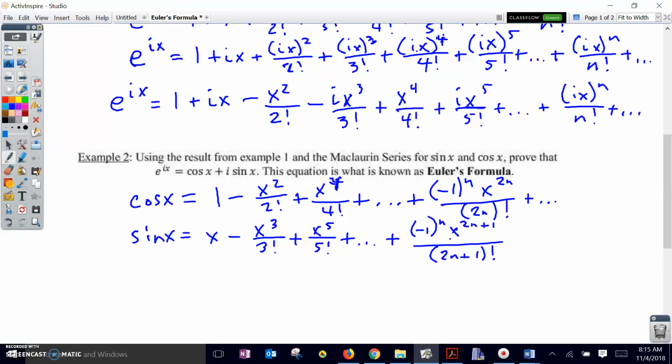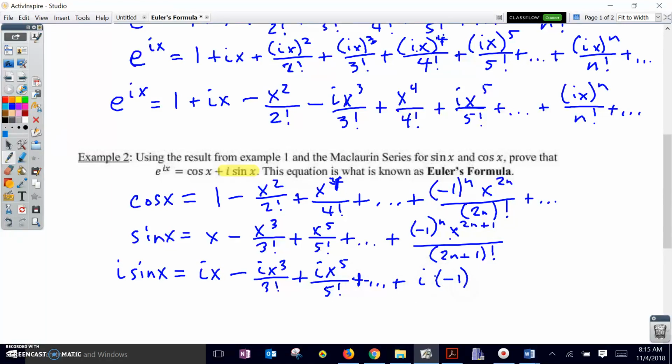And therefore, since we have the series for sine of x, we can develop a series for i sine of x by just multiplying every term of that by i. So this becomes ix minus ix to the third over 3 factorial plus ix to the fifth over 5 factorial, etc., etc.